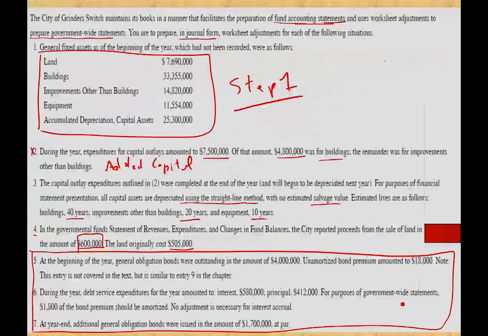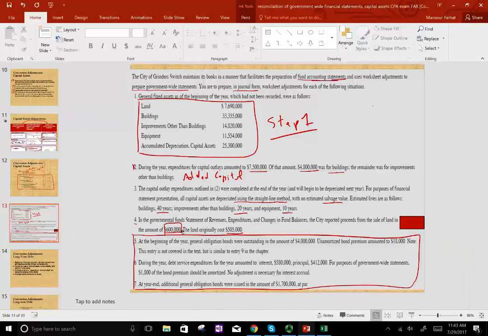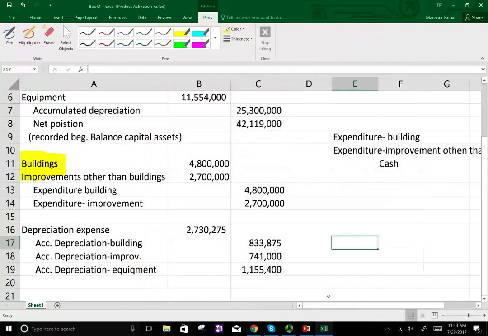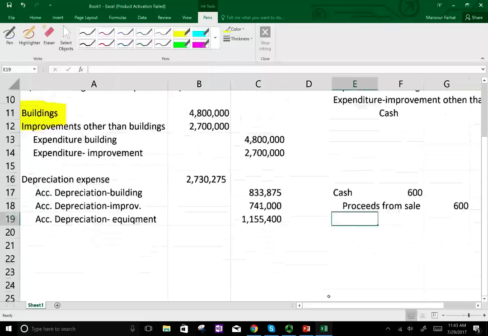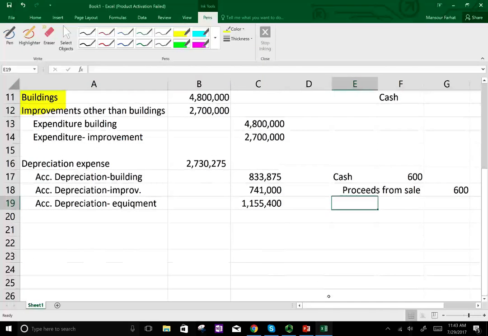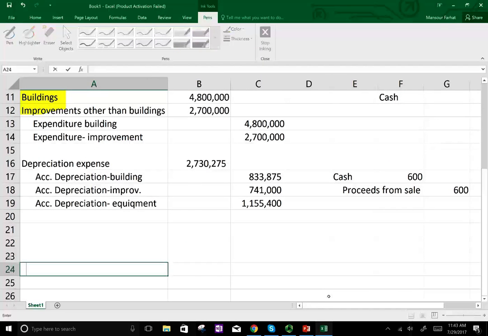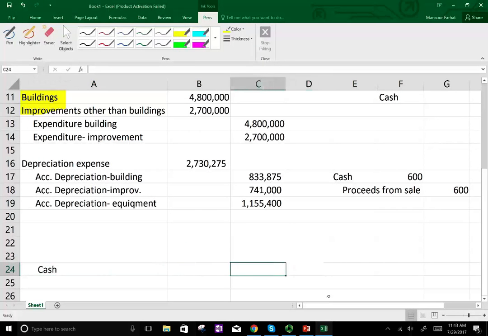The last entry that we're going to make in this example is to book the sale. So we sold land for $600,000, which has a residual cost of $505. So what did we do under the government fund? We debited cash, 600. We credited proceeds from sale, $600. This was the entry that we make. Now what do we need to do with this? The cash is going to be the same. So let's start with cash. The cash will be the same.